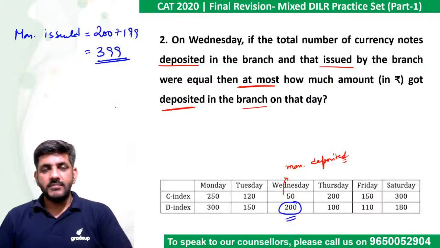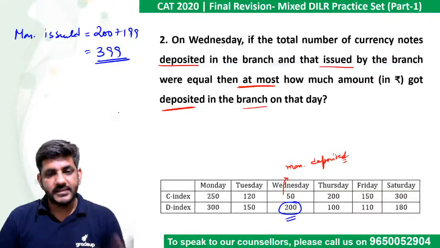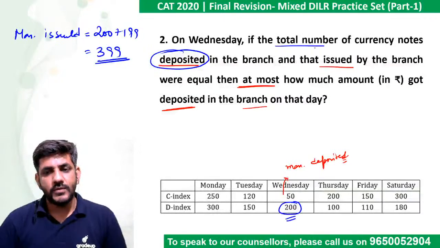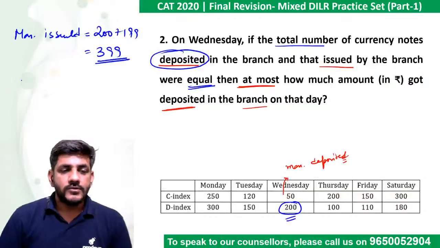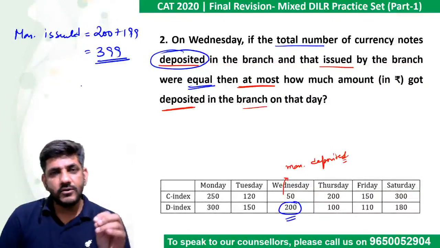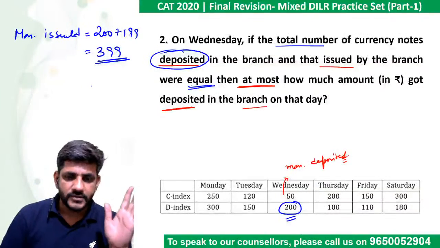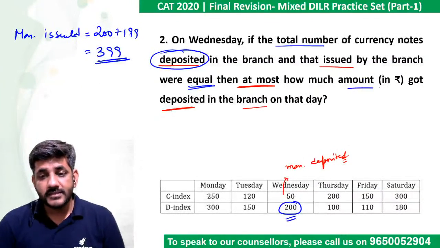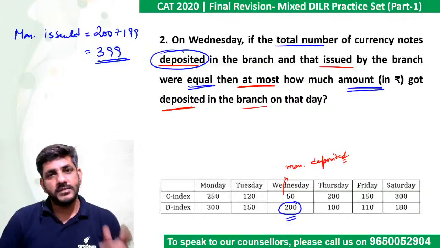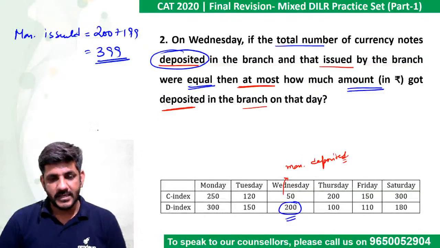ठीक है जी. So the maximum number of notes issued is 399. So maximum number deposited should also be 399 because they are equal. यही बोला ना उसने, they are equal, right? So a maximum of 399 notes have been issued. Maximum 399 have been deposited. We want to maximize the amount from that now. अब उसमें से हमें amount maximize करना है, right?